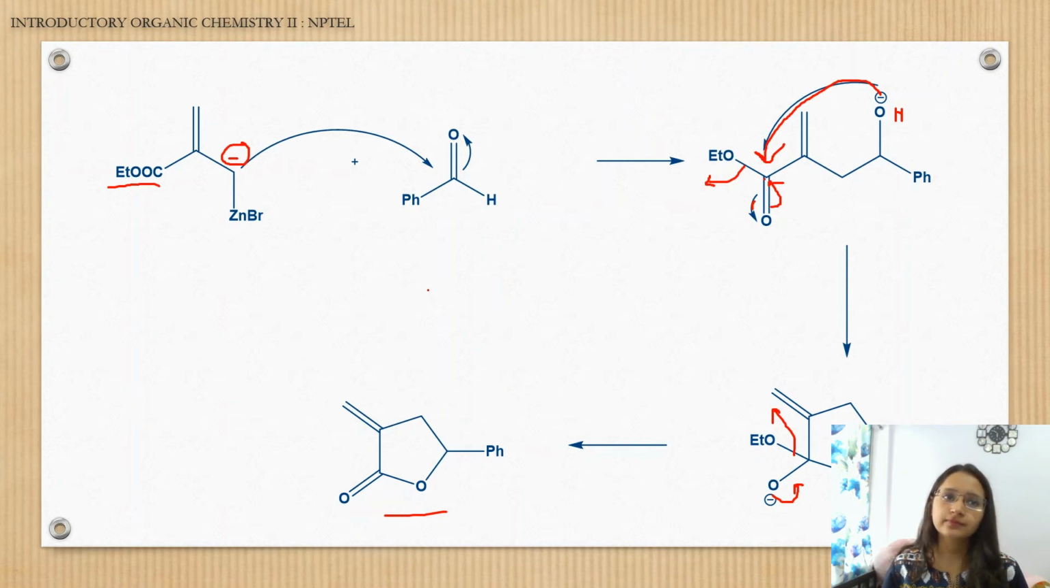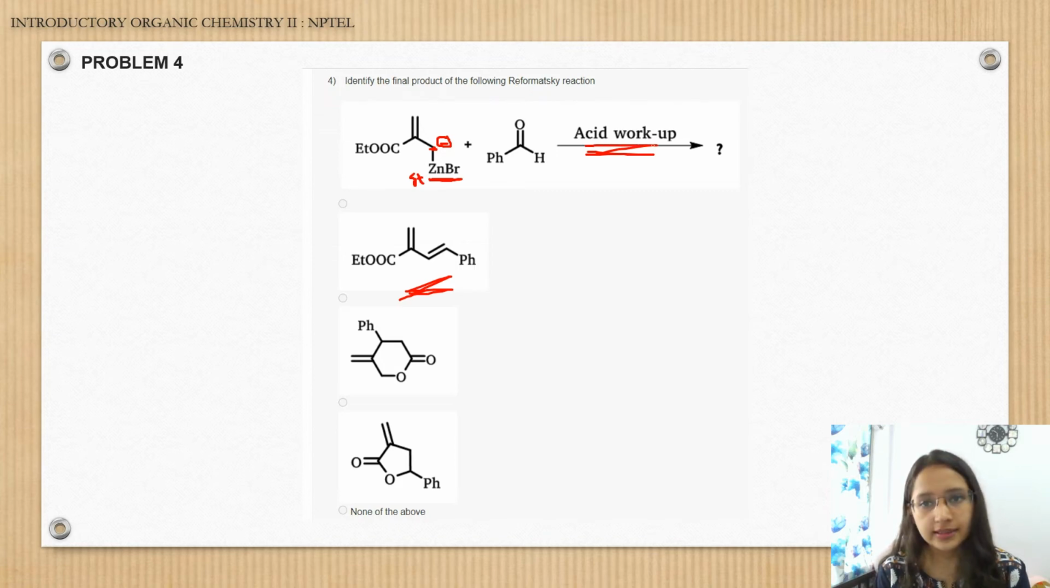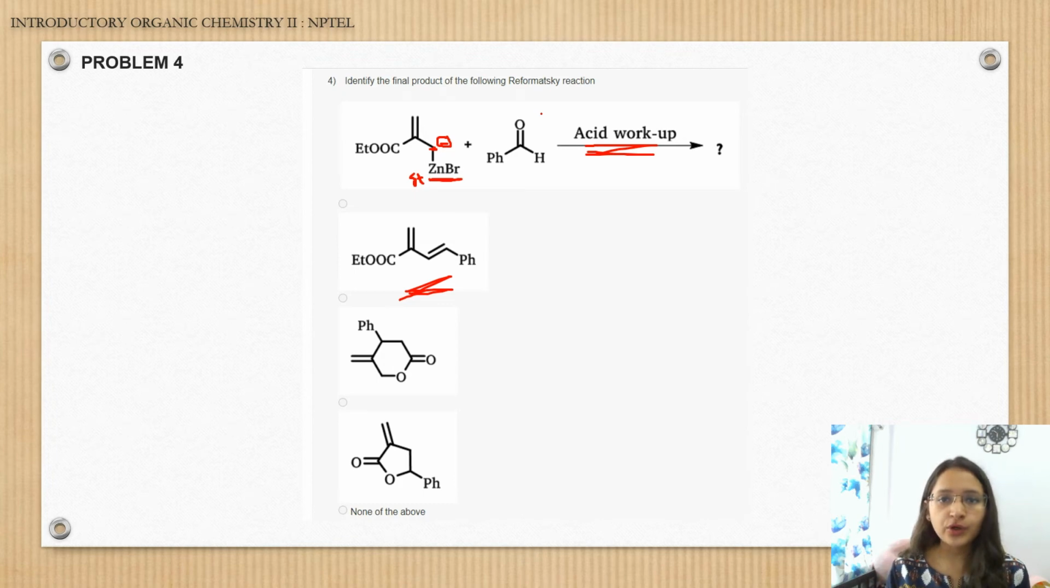Once again, repeat, ma'am. Okay. See, in the question, they are asking the final product of the Reformatsky reaction. They are saying that we have done the acid workup. Acid workup means that they have given you a proton source here. So if you have an oxyanion formed in the system, then it will convert into the alcohol form because of this proton source.